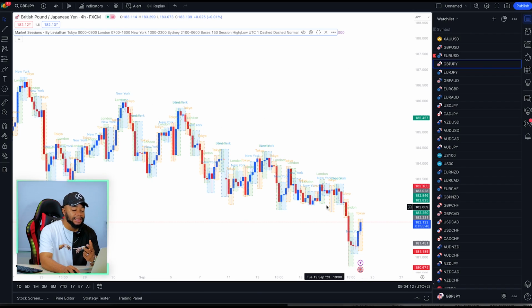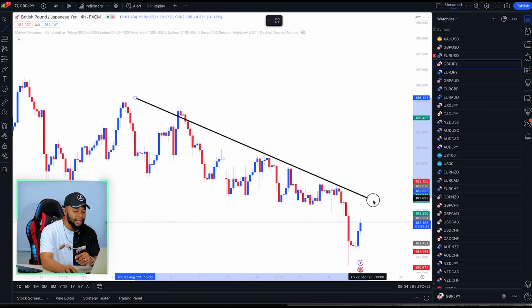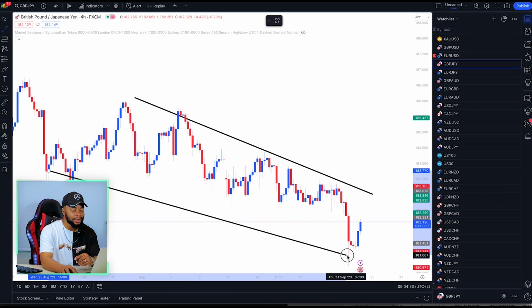If you guys can see, this is Great Britain Pound JPY, and I want to just remove this indicator. If we do a quick analysis, you can see the market is forming what? It's forming lower lows, lower highs, lower lows, lower highs, lower lows, lower highs. So this is obviously a downtrend. I don't even need to go far. This is obviously a downtrend on Great Britain Pound JPY.